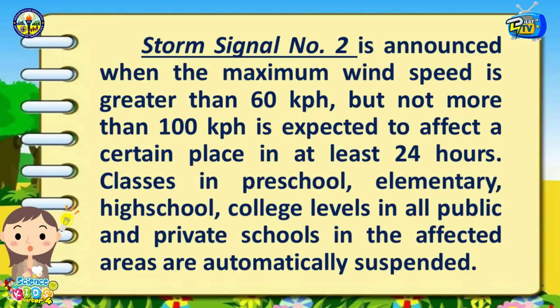Storm signal number 2 is announced when the maximum wind speed is greater than 60 km per hour, but not more than 100 km per hour, and is expected to affect a certain place in at least 24 hours. Classes in preschool, elementary, high school, college levels in all public and private schools in the affected areas are automatically suspended.